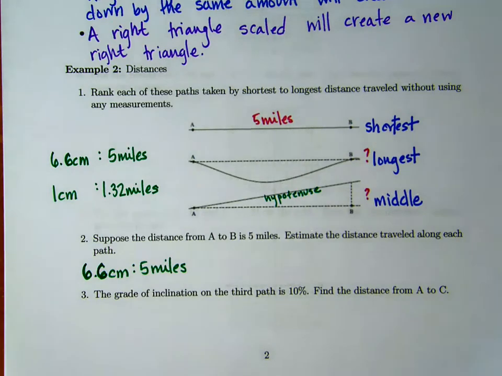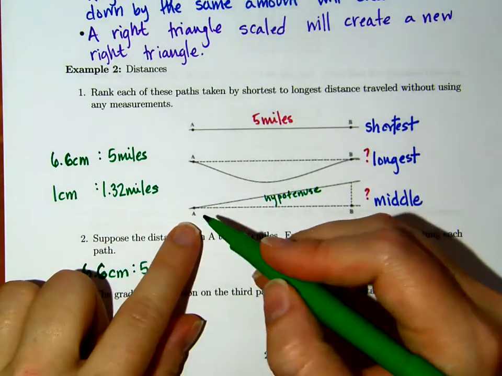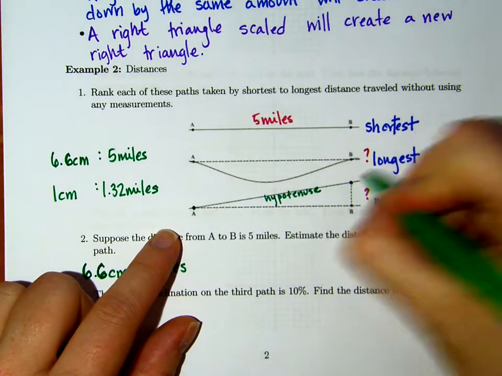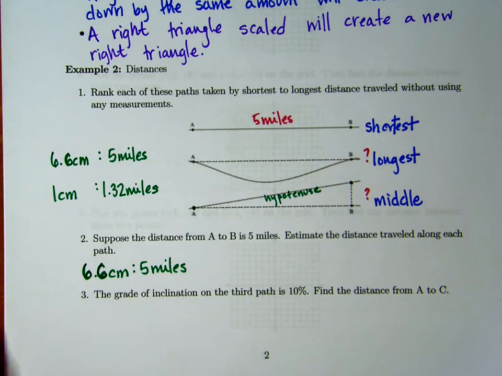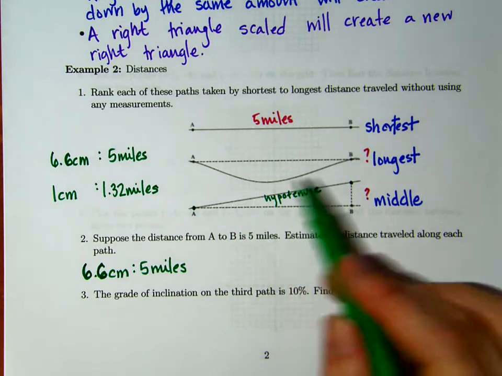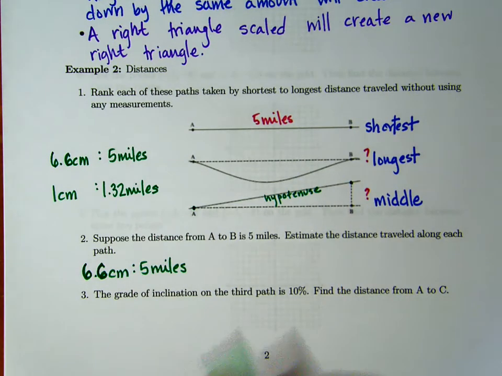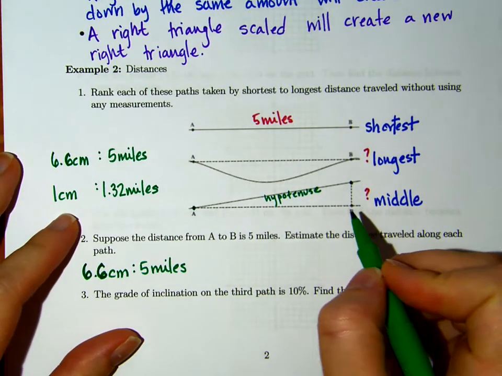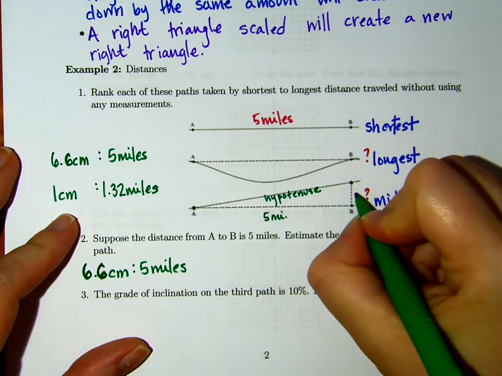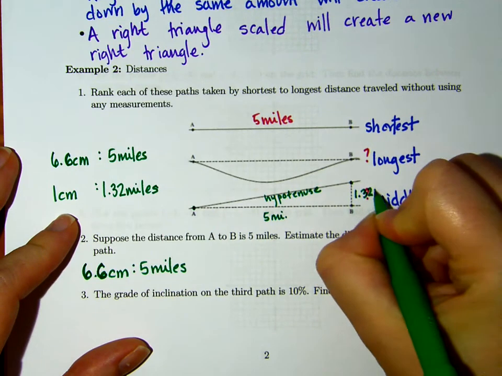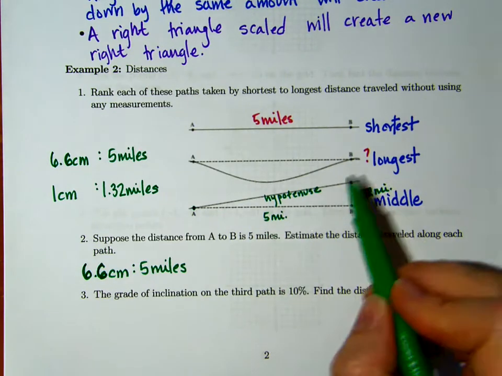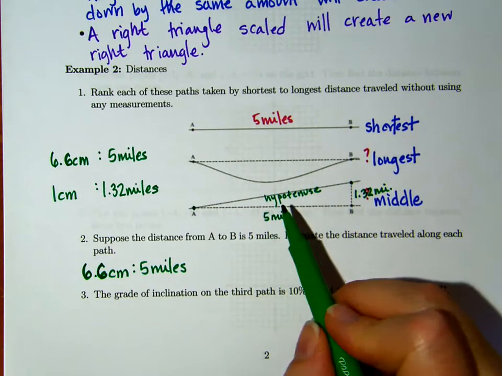So, let's see. If we were going to measure from here to here, then all of a sudden we actually do need to use the Pythagorean theorem. And so this distance, we're going to have to go 5 miles, and this is 1.32 miles. And we're going to have to go 5 squared plus 1.32 squared equals c squared.